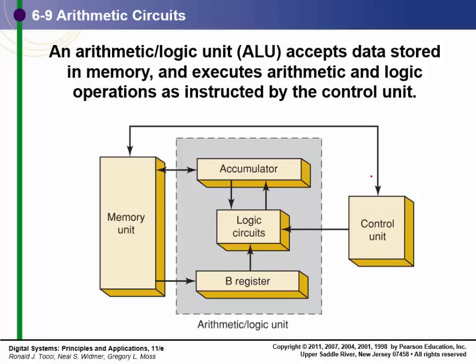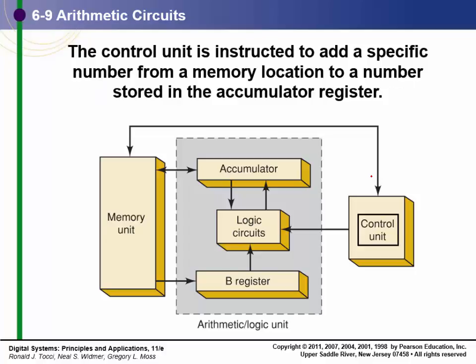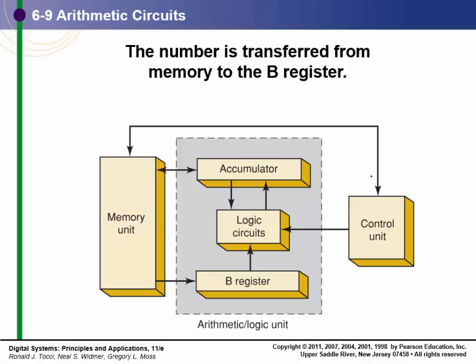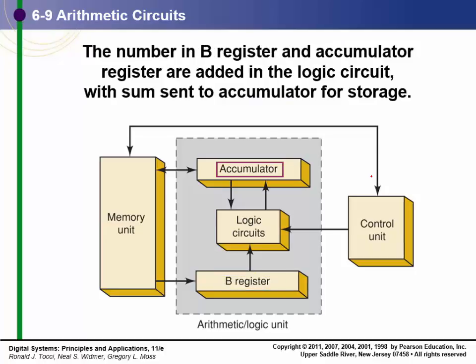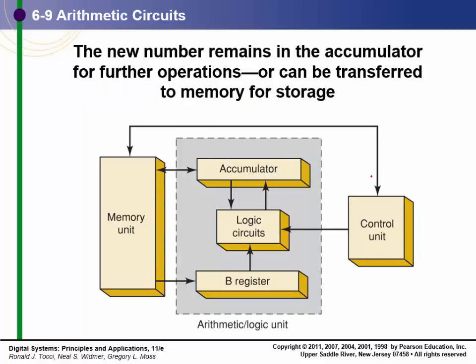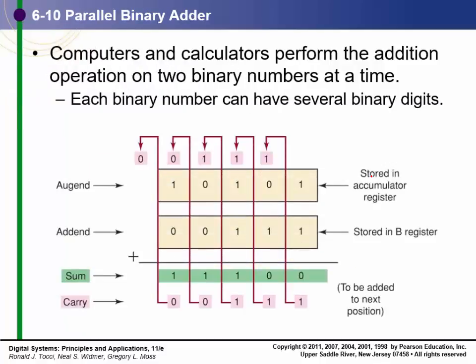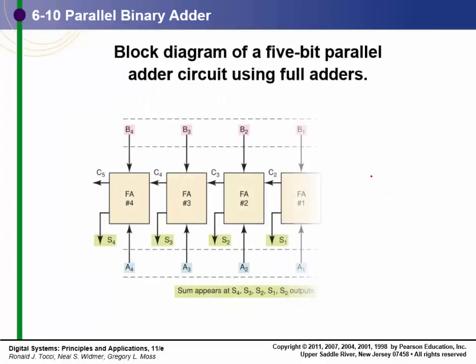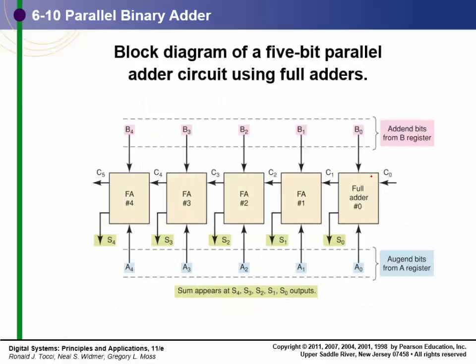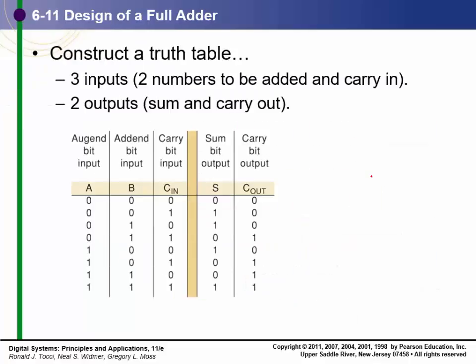This is the basic ALU. You'll see lots of that when you take your microprocessor course, so I'm not going to spend any time on that. We've got control, add a specific number. We go get the number from memory and put it into the accumulator. We go get the next number and put it in the B register, and then we do the add, and the result is stored in the accumulator. Typically the instructions appear as binary. We've talked about this circuit already.